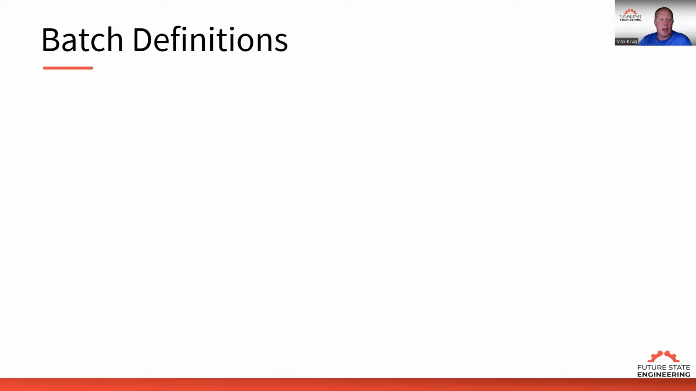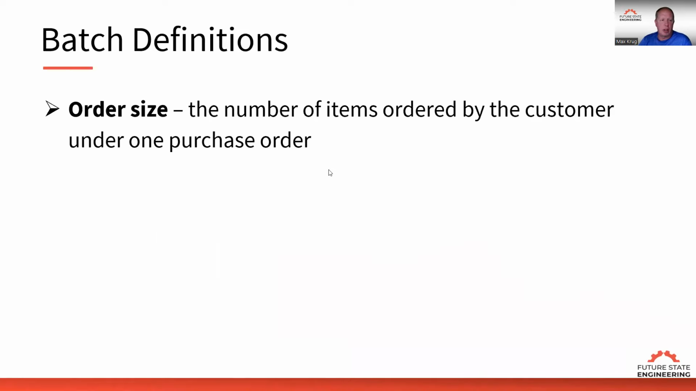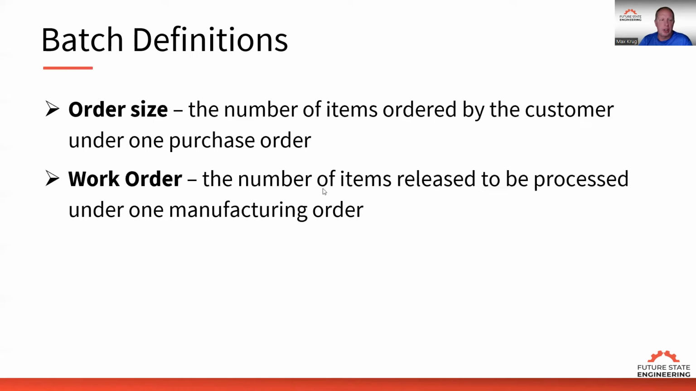First of all, let's define different batches. There are different activities that go on in the organization that define the batch. So first of all, the order size, that's typically what the customer is ordering under one purchase order. So you could have multiple line items on one order, and those line items make up the order that the customer is purchasing from your organization.